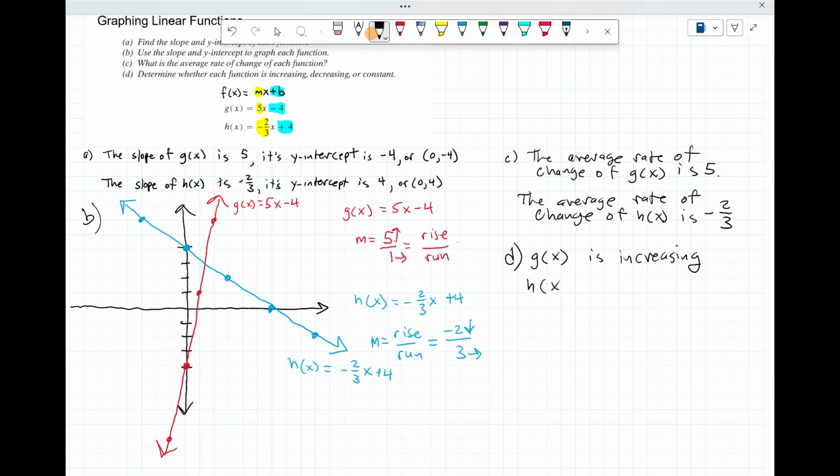H of x has a negative slope, so it is decreasing. Its slope is negative 2/3. You could also look at your graph. Think about if I was traveling along that line from left to right, would I be going uphill or downhill? You would be going downhill.